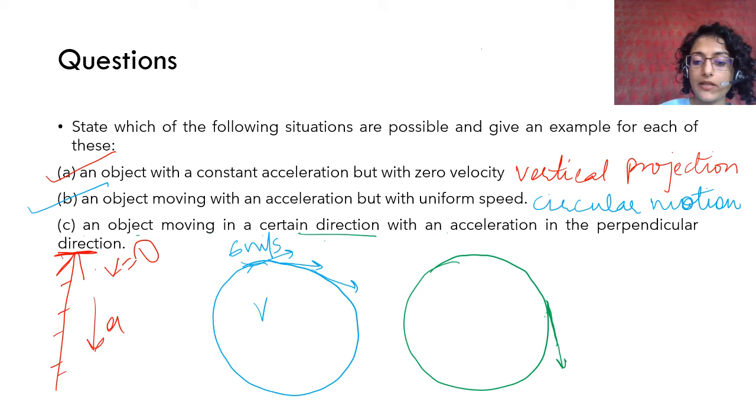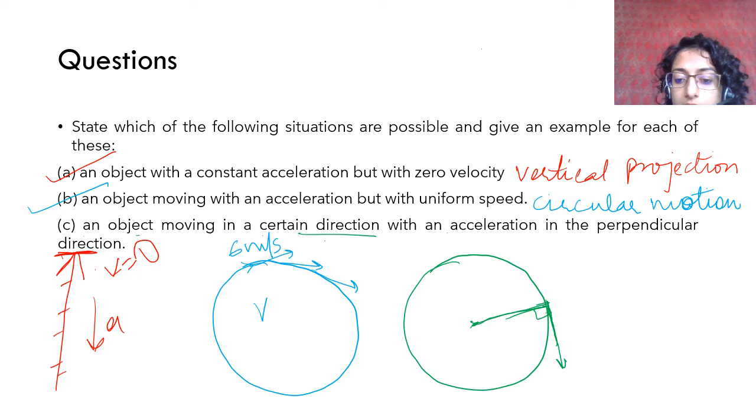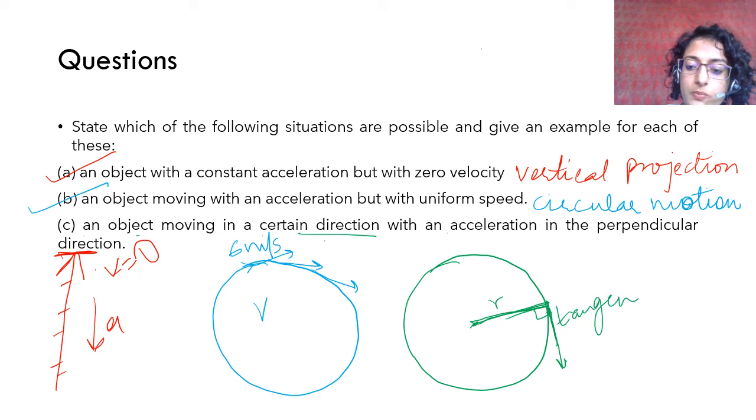If you remember that mathematical thing, you will also remember that the tangent is always perpendicular to the radius, right? This is the radius, this is the tangent, and these are always perpendicular.